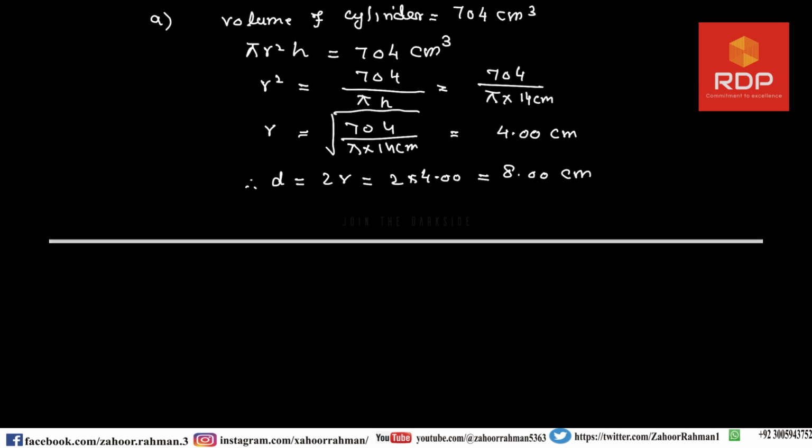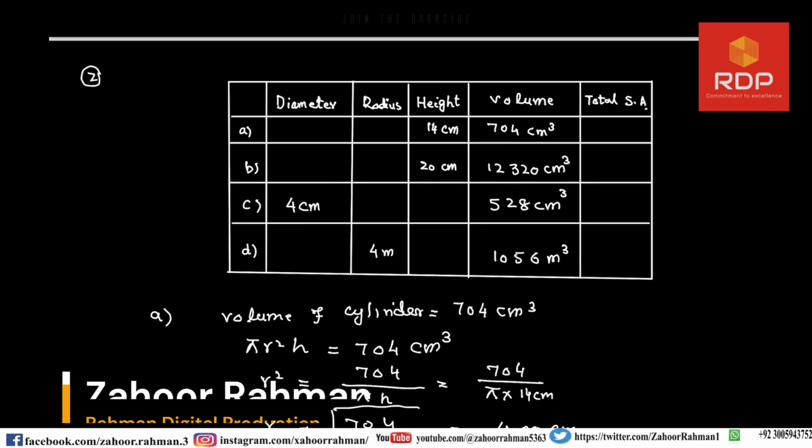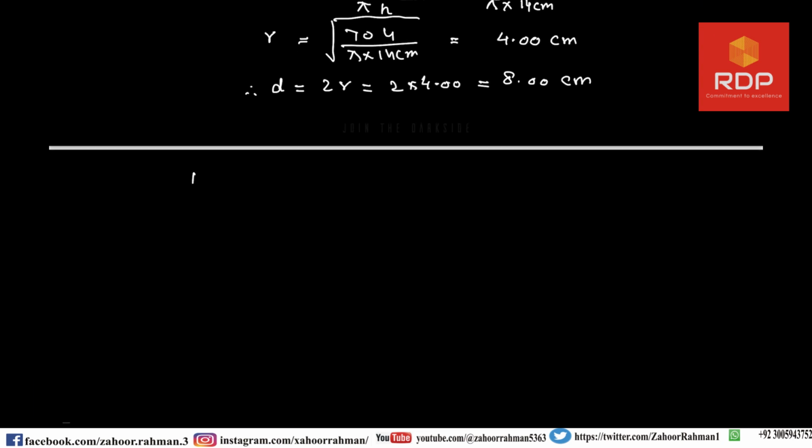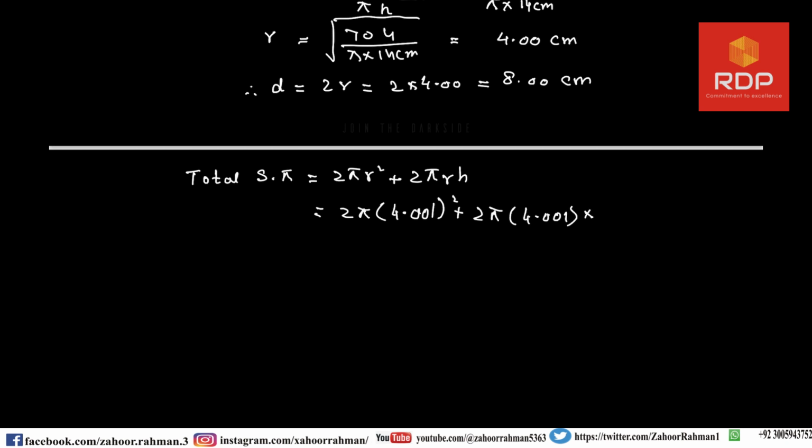Now we are going to calculate what, because there is an empty place of total surface area. So now we are going to find total surface area is equal to 2 pi r square plus 2 pi r h. Inserting the values 2 pi into 4.001. The actual value is this one. So plus 2 pi into 4.001 into 14. So now when we calculate it, we will get 453 centimeters square.